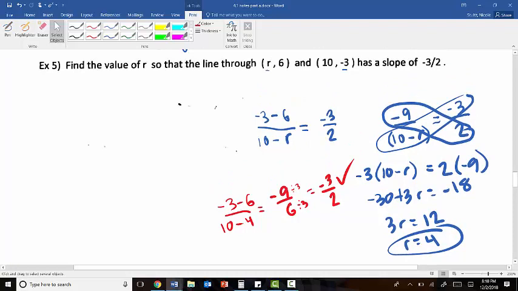So in general, always good to start up with a formula, and then you just have to remember the cross multiplication trick.